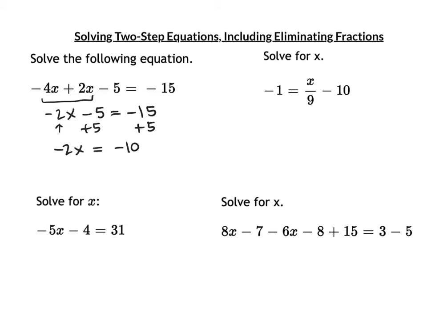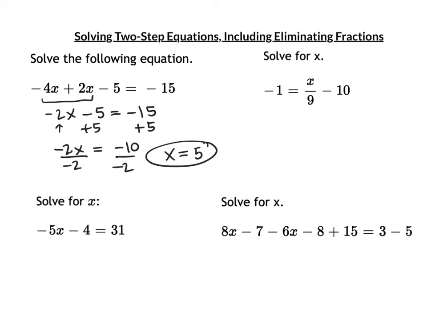Now this is negative 2 times x. So to get rid of multiplication, we divide. We divide both sides by negative 2. Negative 10 divided by negative 2. When you divide and multiply, two negatives make a positive. So x is 5.